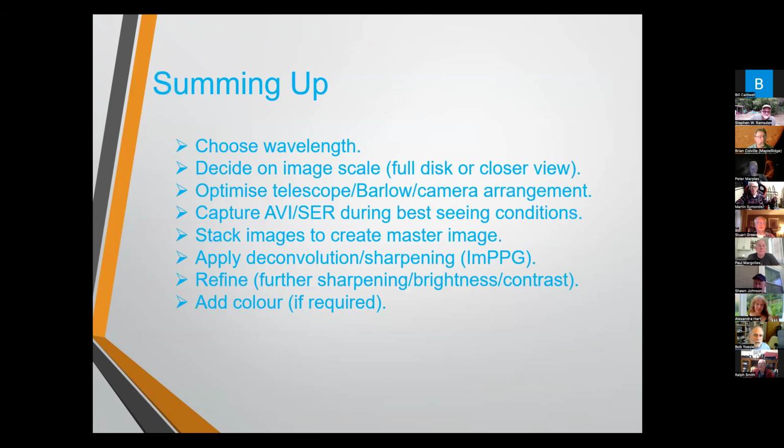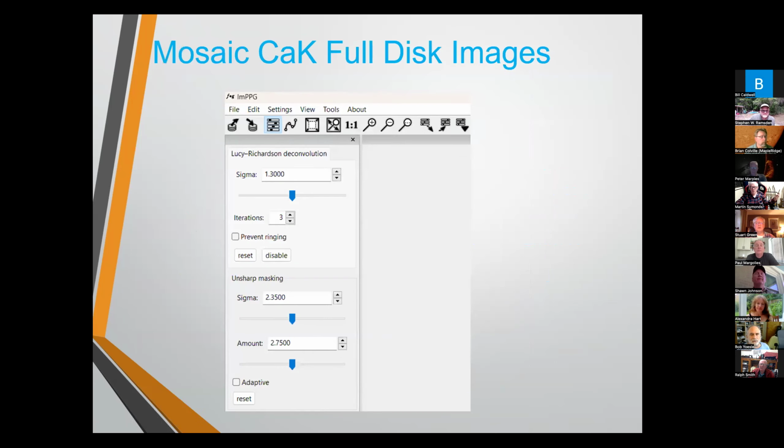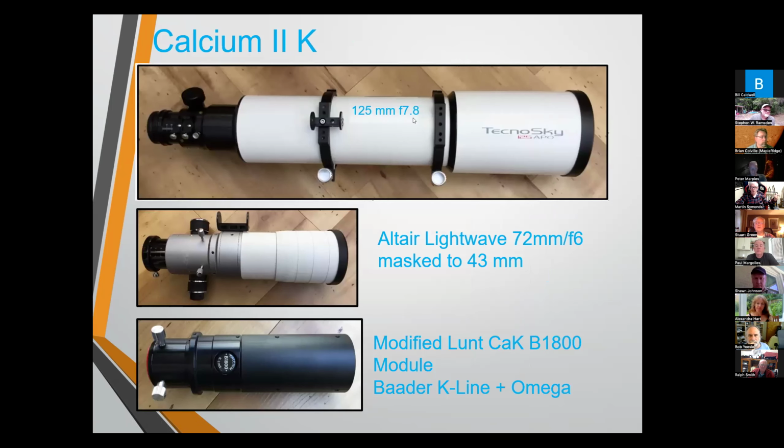Yeah, I think we got to the end. So summing up, obviously choose your wavelength depending on what it is you want to look at. Let me just ask, you're using the larger aperture at its native f ratio, f7.6? Sorry, do you stop that down at all? Yeah, I do.